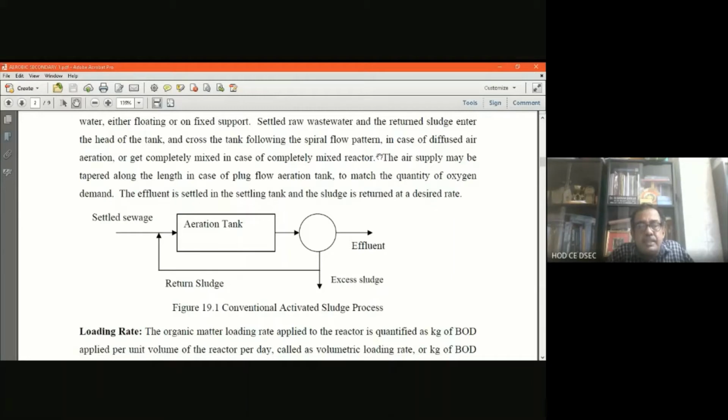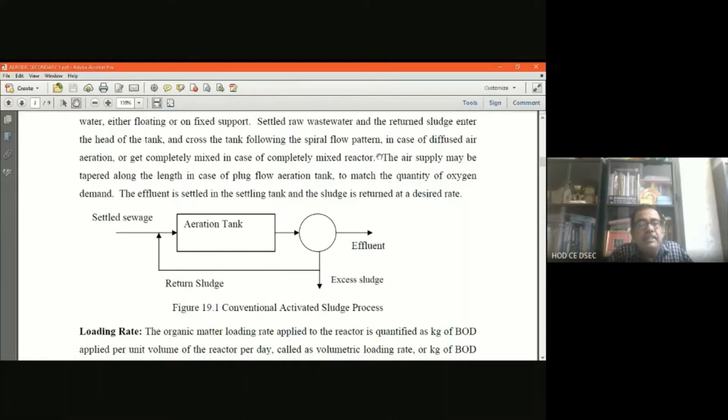One unit is the aeration tank, that is called the reactor, that is the biological reactor where the oxidation of the organic matter takes place. And with this water the sludge comes to the next, that circular tank, that is the settling tank, SST, secondary sedimentation tank we are calling it. Here the sludge is settled and the clear effluent goes out, and this sludge which is precipitated, the inactive portion is wasted out, and the active portion we are again recirculating into the tank.